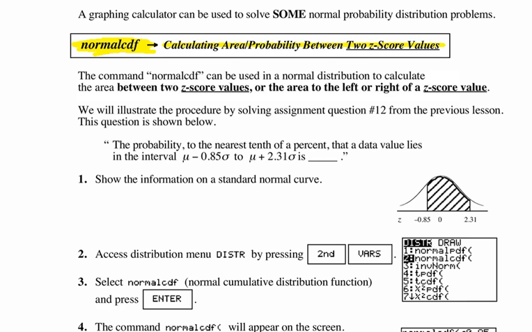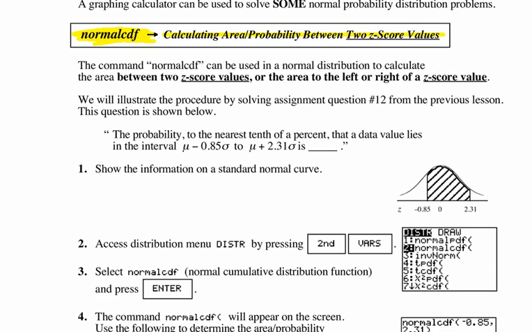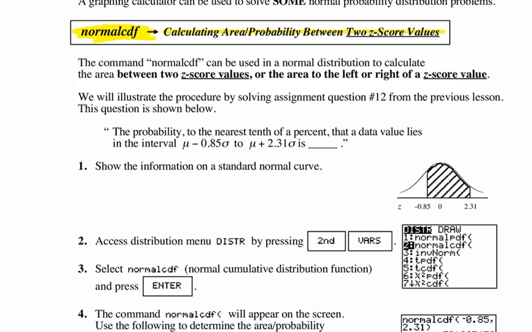For example, if the question says: the probability, to the nearest tenth of a percent, that a data value lies between the interval of the mean minus 0.85 standard deviations to the mean plus 2.3 standard deviations is. So really what it's saying is our z-score to the left is negative 0.85, and our z-score on the right is 2.31, just like our graph shows here. We want to find the area in between.